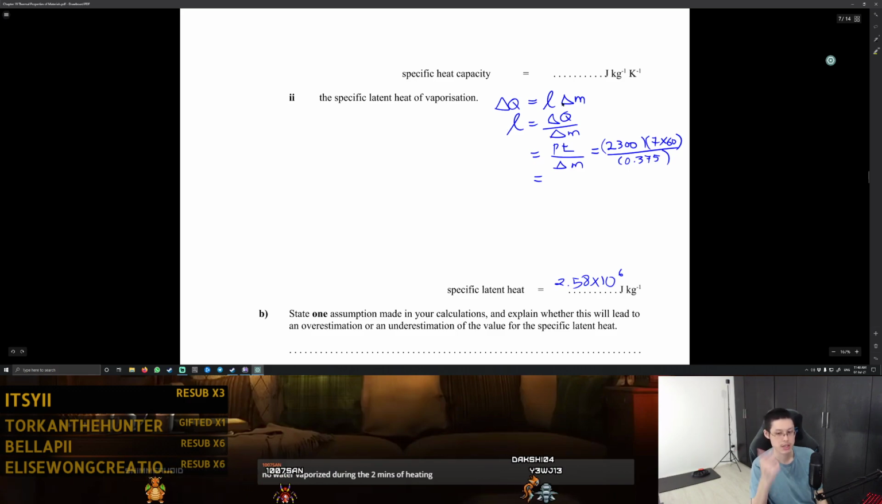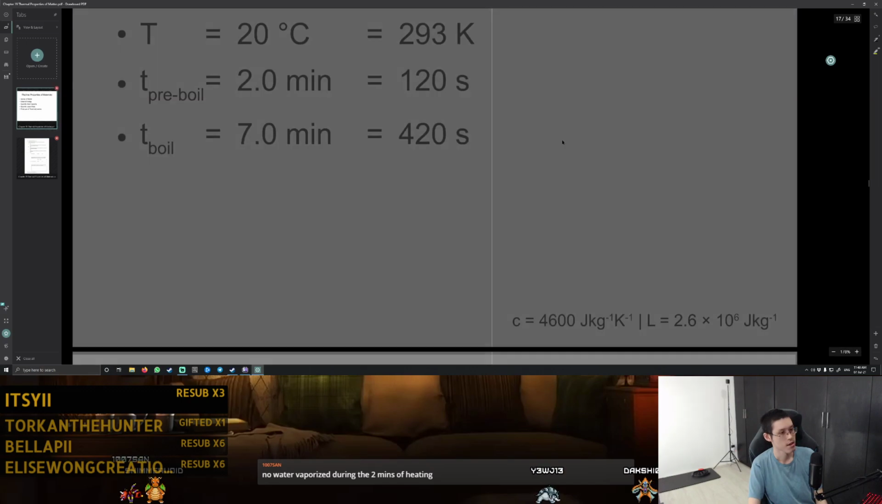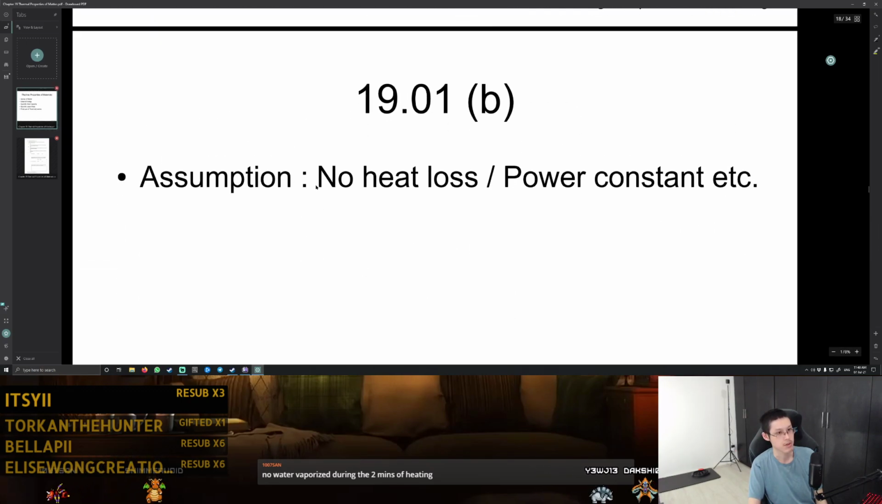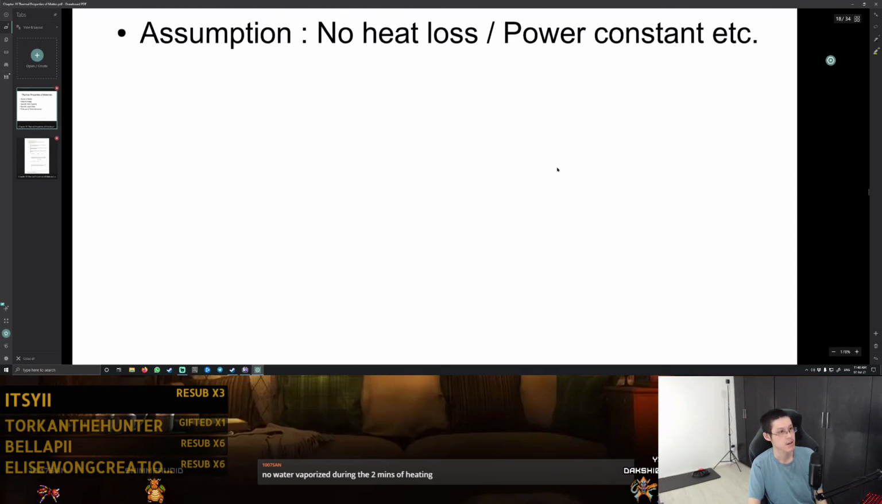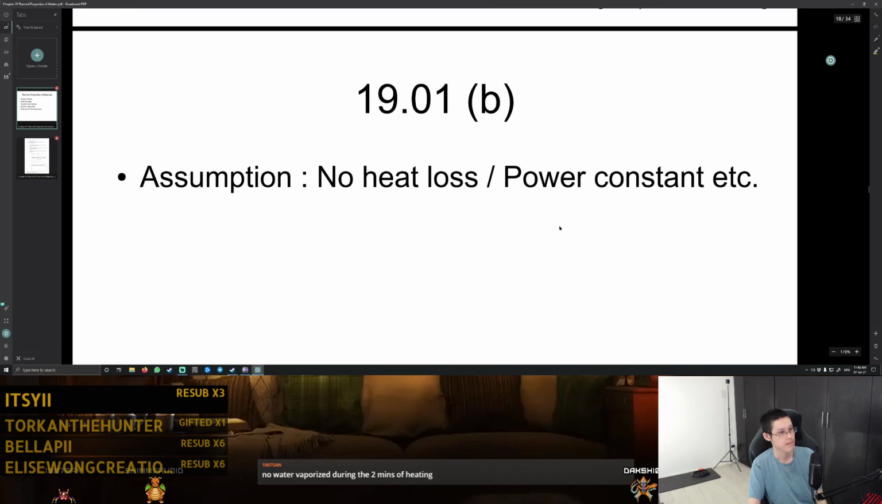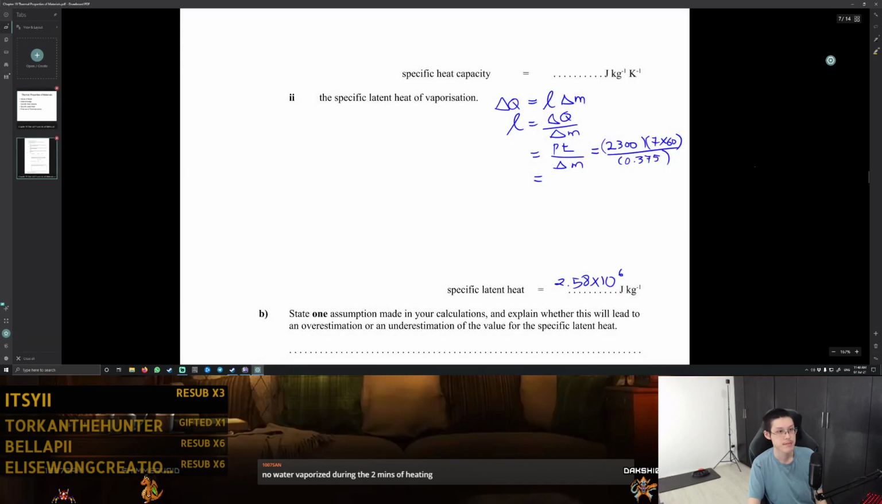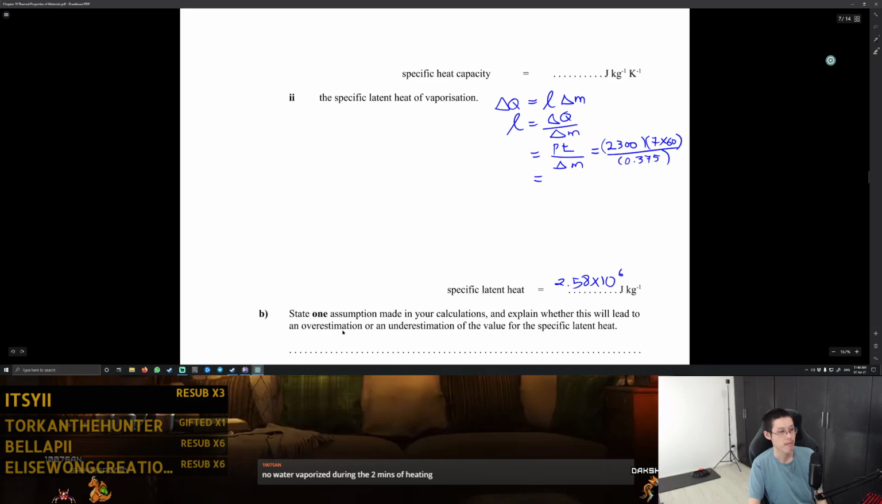Hang on, that contradicts each other. That's kind of weird. Let me think. They shouldn't contradict each other, because they should give you the same thing. Let's see what the answer is. Assumption: no heat loss, power constant. I didn't include the explanation. Let me think again.